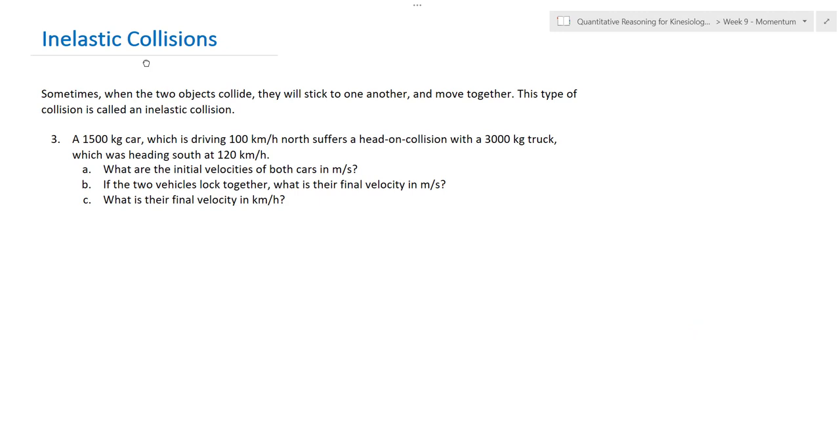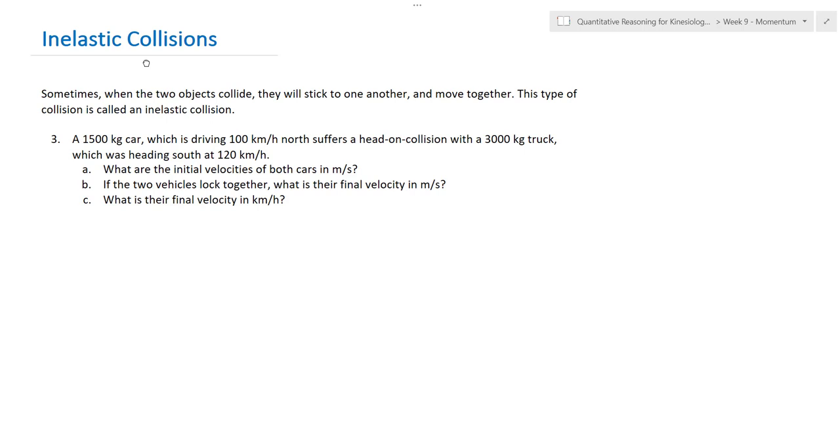We have a 1,500 kilogram car, which is driving 100 kilometers an hour north, and it suffers a head-on collision with a 3,000 kilogram truck, which was heading south at 120 kilometers per hour. We want to know what are the initial velocities of both vehicles in meters per second, and if the two vehicles lock together, what is their final velocity in meters per second, and what is their final velocity in kilometers per hour. Okay, so before we begin, the question's asking us to convert the units to SI units.